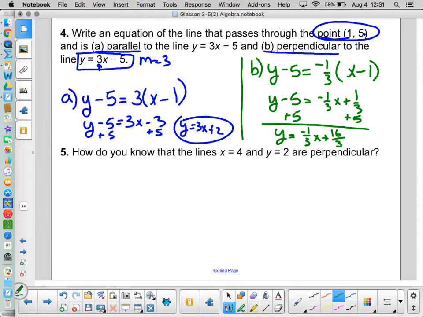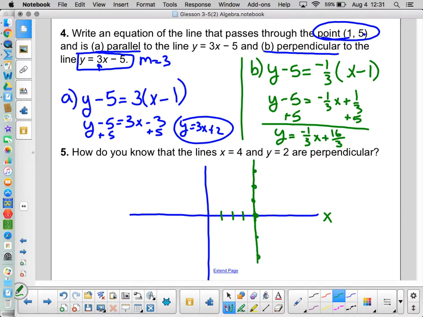Number 5, how do we know lines x equals 4 and y equals 2 are perpendicular? Well, where x equals 4, what does that line look like? Coordinate plane, x equals 4. Well, this is my x-axis. If x equals 4, here's the point where x equals 4, and every other point going straight up and down fits that category. So x equals 4 is a vertical line.